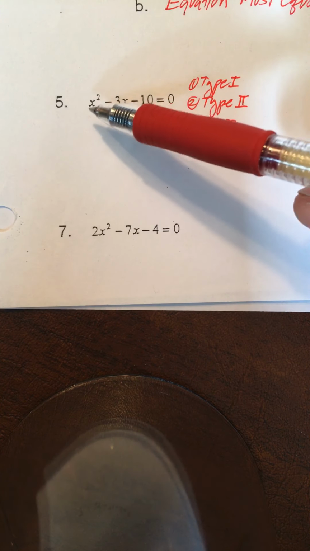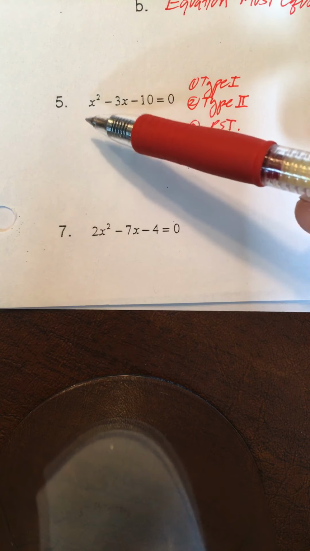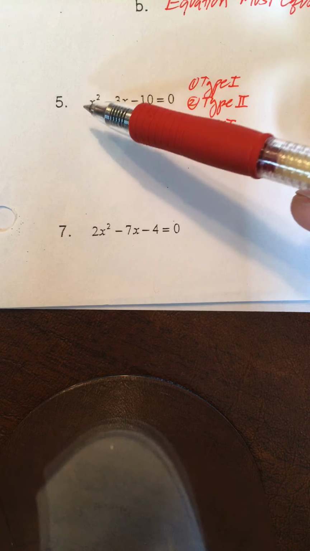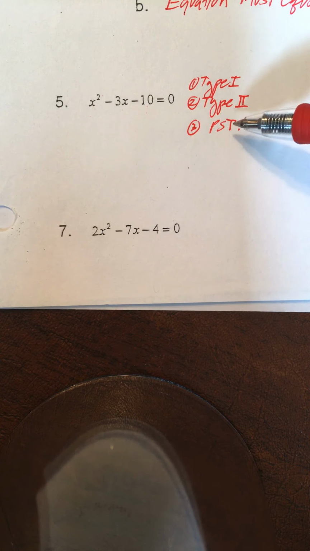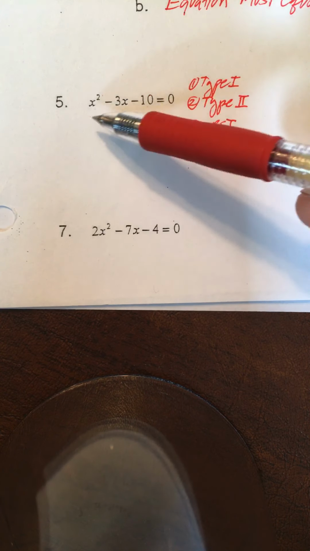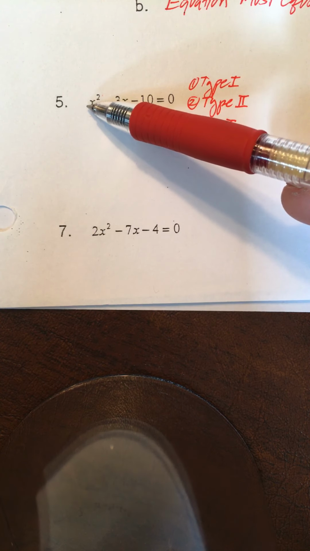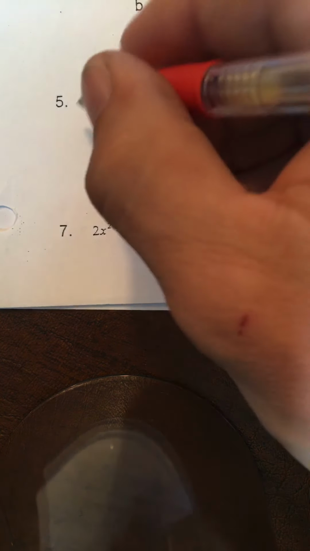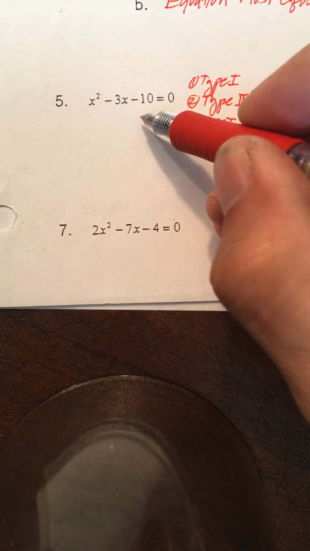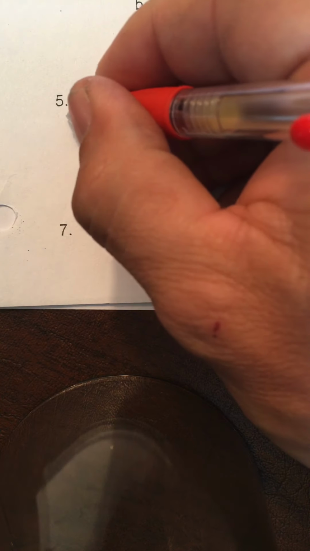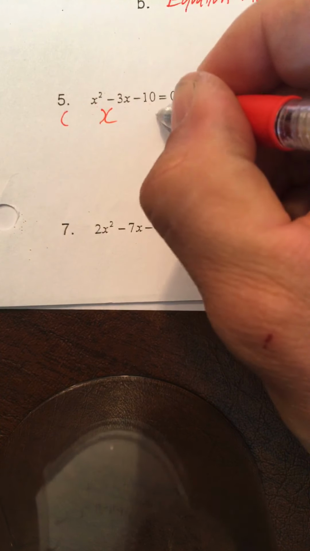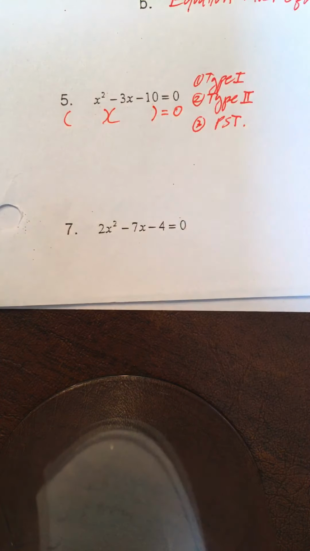Well, we know this is a type 1 trinomial. The leading coefficient is 1. X squared is a perfect square, -10 is not, so it can't be a PST. It's not a type 2 because the leading coefficient is 1. So this is going to be factored down. We're looking for factors of -10 that add to -3. So we're going to break this down into 2 binomials. Don't forget it's an equation equal to 0.